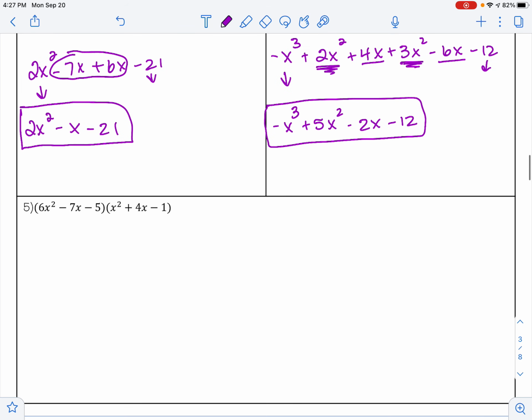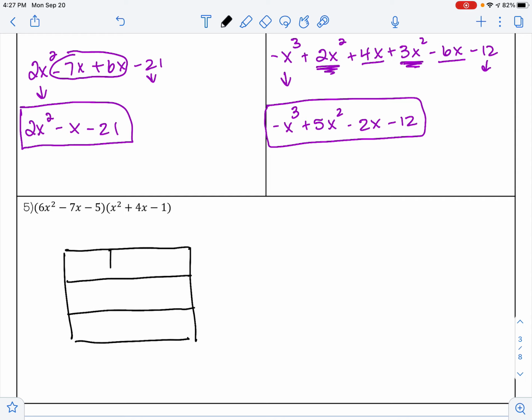On example 5, I have a trinomial being multiplied by a trinomial. We're going to do this example the same way we did examples 3 and 4 by doing the area model. Because we are multiplying a trinomial by a trinomial, our box will just be a 3 by 3. So I will take my first trinomial and I will write that down the side. So that would be 6x squared minus 7x minus 5. And I'll take my second trinomial and I'll write it across the top. So that one's going to be x squared plus 4x minus 1.